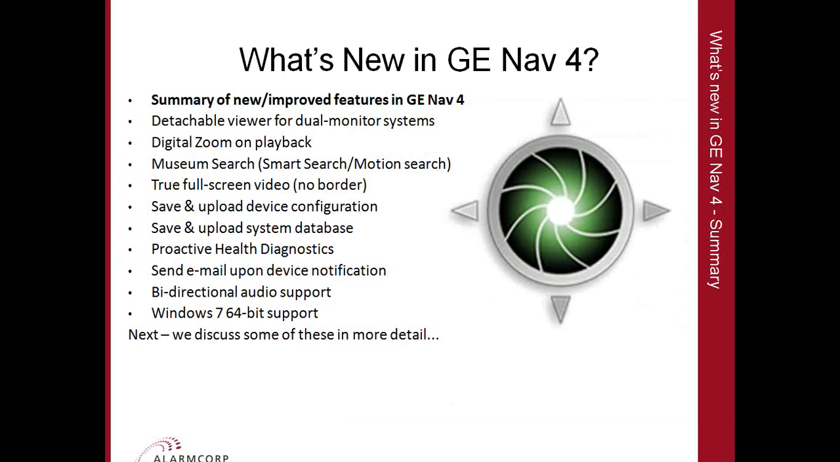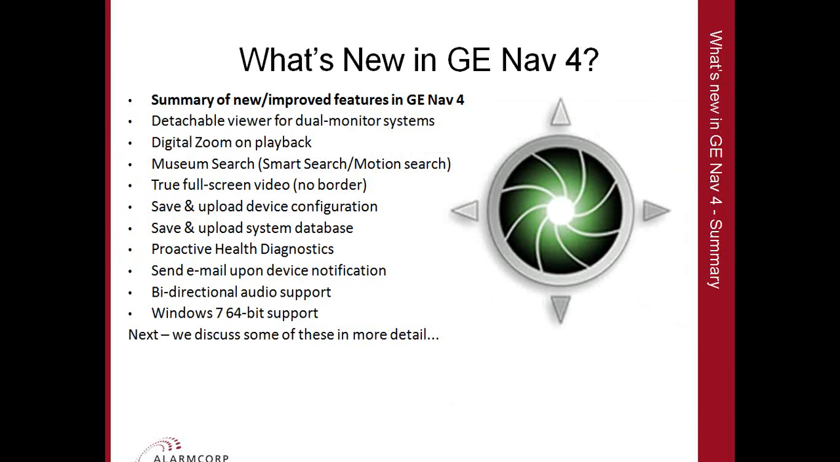Okay, that gives us a brief overview of what GE Nav currently does. So now let's look at what are some of the new features in GE Nav version 4. First of all, we will have a detachable viewer for dual monitor systems. Digital zoom on playback. We will have museum search, also known as smart search or motion search. There will be true full screen video. You will be able to save and upload device configuration. You will be able to save and upload the system database.